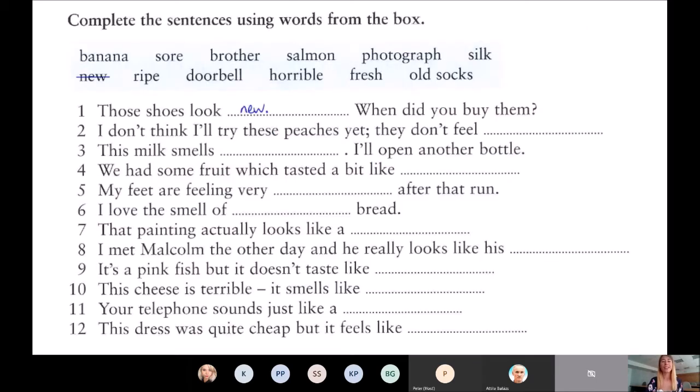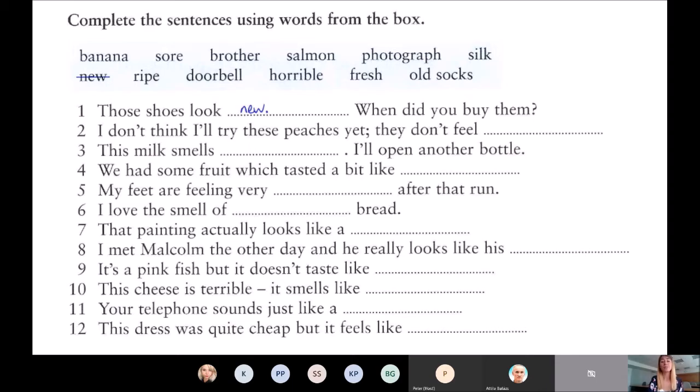Let's look at this quick example. Now I want you to complete the sentences using the words from the box. The first one is already done. Those shoes look new. When did you buy them? Let's look at the second sentence. I don't think I will try these peaches yet.